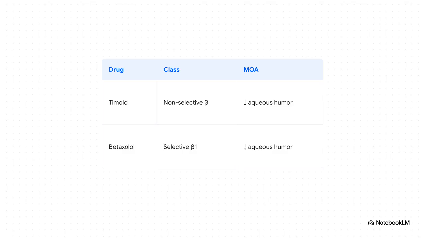Timolol is a non-selective beta blocker, meaning it hits both beta-1 and beta-2 receptors. But betaxolol, on the flip side, is cardioselective, so it preferentially targets just beta-1 receptors. Both are applied as topical eye drops and are incredibly effective for managing chronic, open-angle glaucoma.